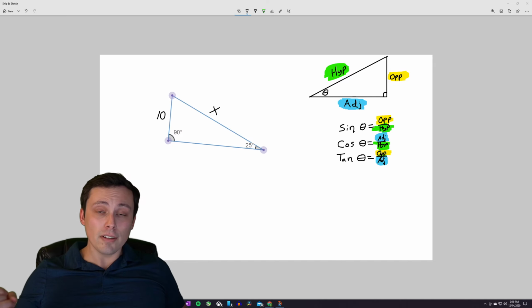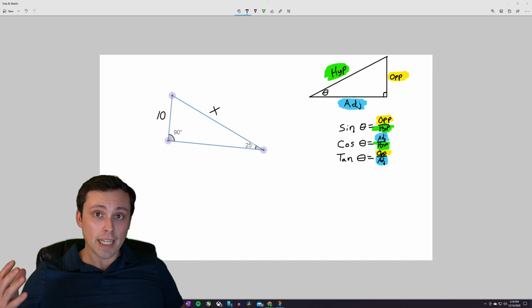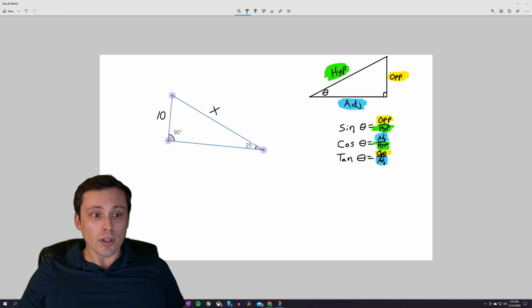Okay, so you need to solve a sine, cosine, or tangent right triangle trig problem. I've noticed that one of the hardest things for people is deciding which one to use, and the other thing is deciding which side is which, which is related to that. So let's jump right in.